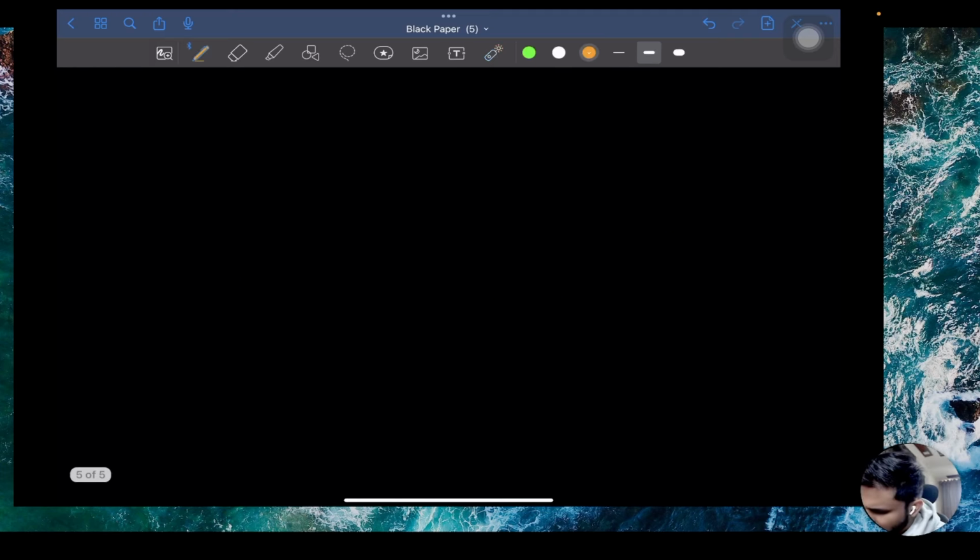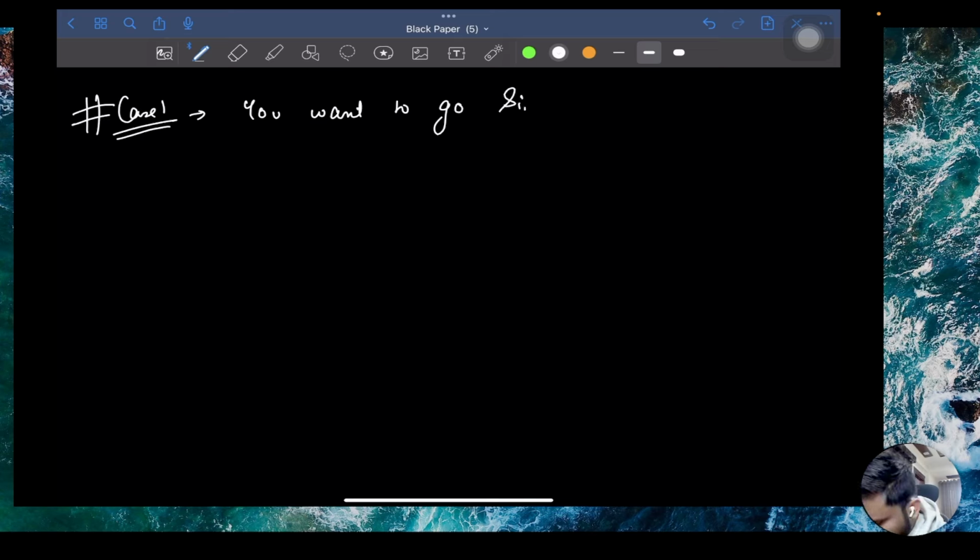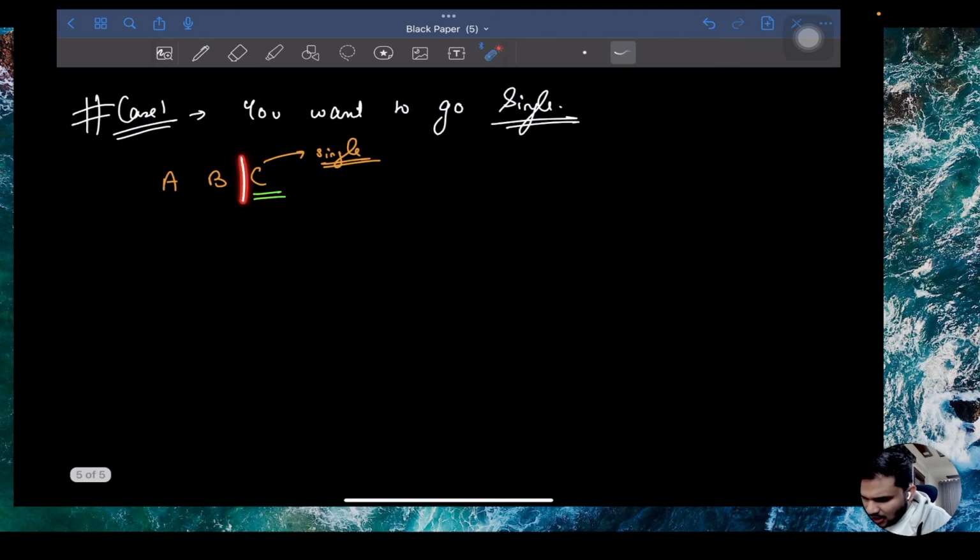Case number 1. You want to go single. Now, if you want to go single, then to be very honest, it is a very simple case. For example, if you have A, B, C and C says, I want to go single. If C has decided that C wants to go single, it doesn't matter how AB goes. AB can go in a pair or AB can go single. It doesn't matter. C always goes single.